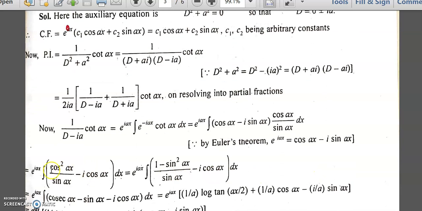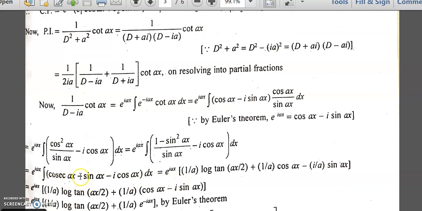Okay, now what does this mean? e to the power iax, integration of cos square ax by sin ax minus i cos ax dx, right? And cos square ax means 1 minus sin square ax. So this is like cosec ax minus sin ax minus i cos ax operating on dx. Okay, so integration of cosec ax means 1 by a log tan ax by 2, plus 1 by a cos ax minus i by a sin ax.